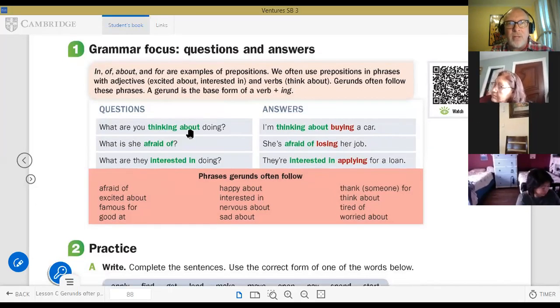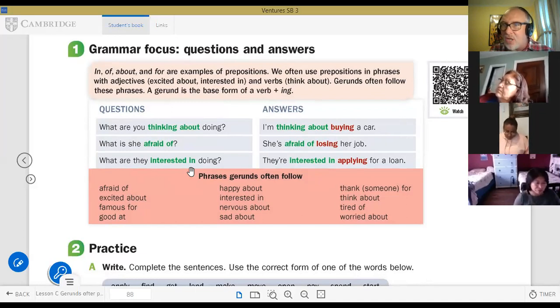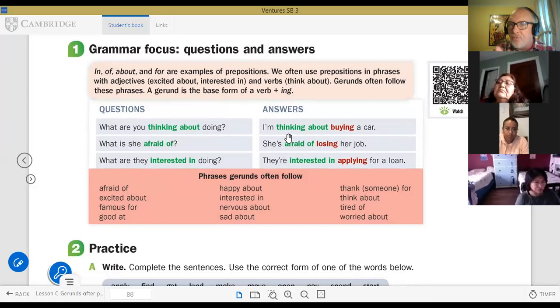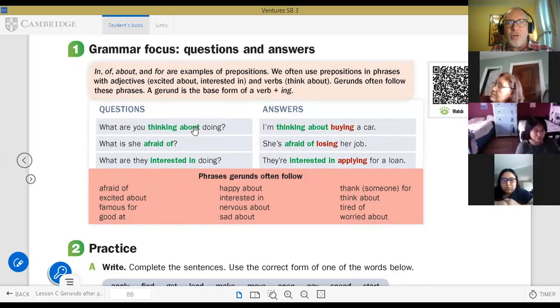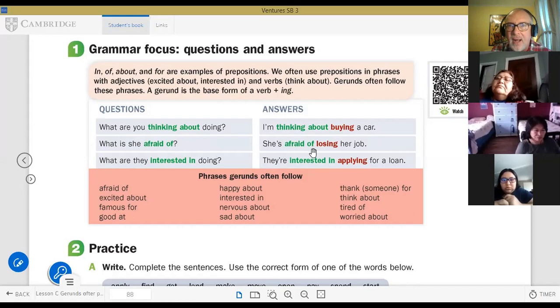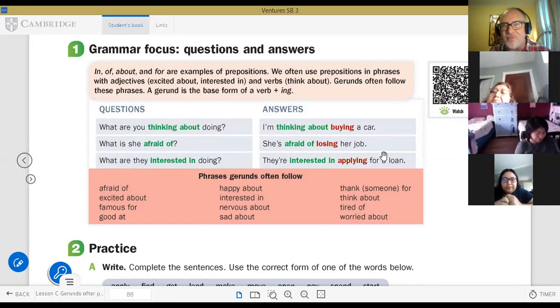So what do we have here? About, of, in, those are prepositions. Remember when we had our first lesson about gerunds? Back in April, right? What did we say about gerunds? If we have a preposition like in, of, at, for, from, by, about, we're going to use a gerund. So what are you thinking about doing? I'm thinking about buying a car. We had the same thing in that practice we just did. I'm thinking about taking a class at the community college. What is she afraid of? Of is a preposition. She's afraid of losing her job. Many people are afraid of that right now, right?